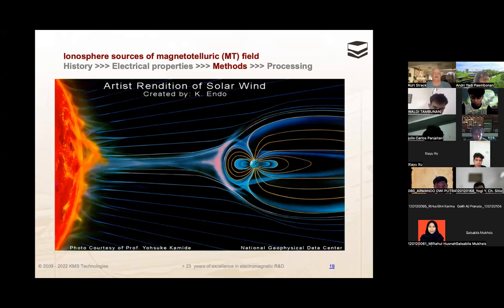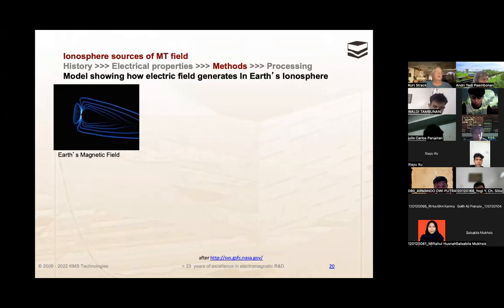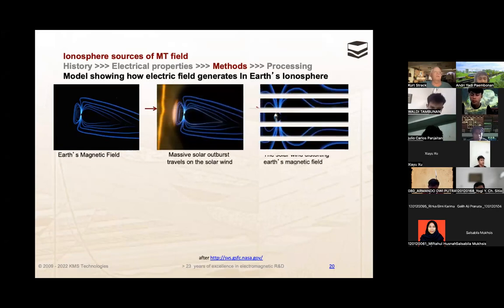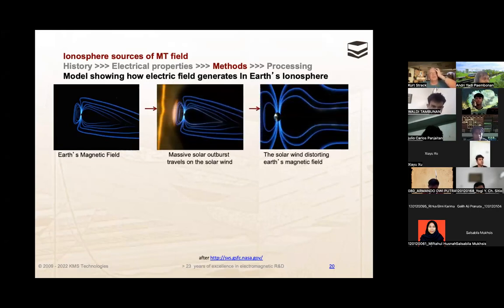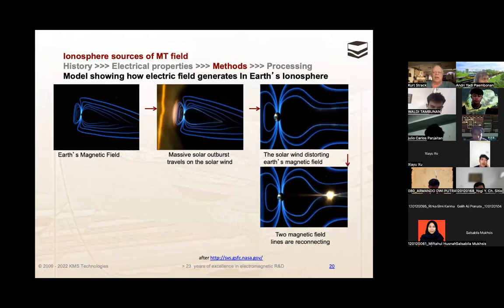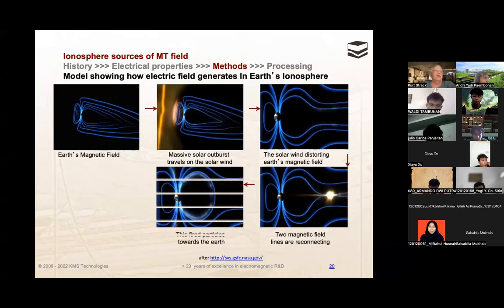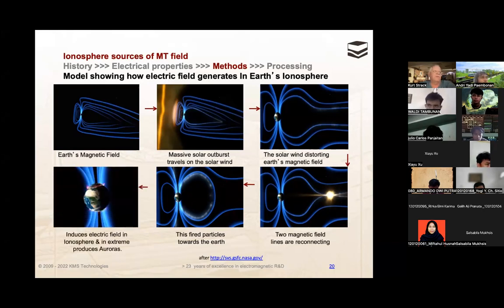And let's investigate what is happening with these field lines. So first we have the Earth's magnetic field, then we have a solar outburst, the solar outburst pushes the Earth's magnetic field, it deforms, it connects the magnetic field lines in the back. And when they connect, we have a short, and an electrical current flows in the magnetic field lines. And this electrical current generates a magnetic field itself, and this magnetic field goes as plane waves into the Earth. And this is shown here.